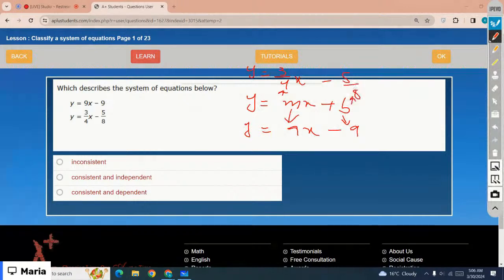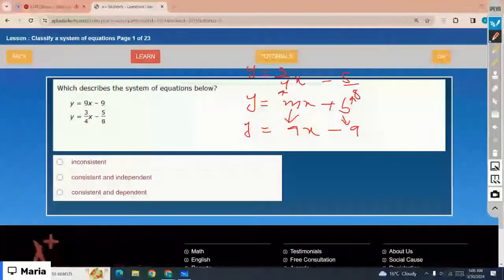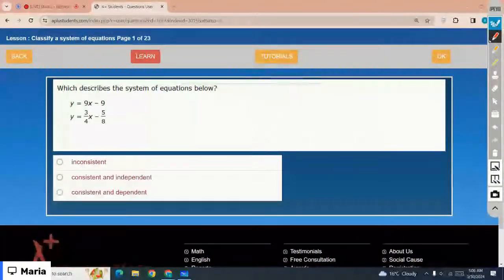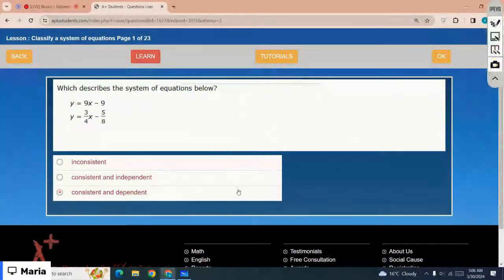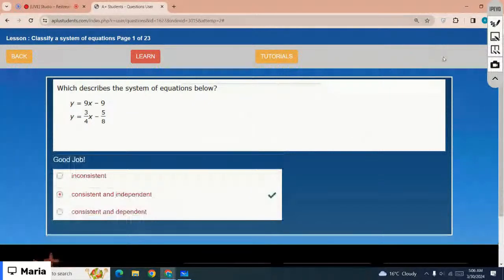So for both equations, the slope is different, right? When the slopes are different, the system is consistent and independent. So option number 2 is the correct option, right? The correct option is option number 2, that it is consistent and independent. Got it?